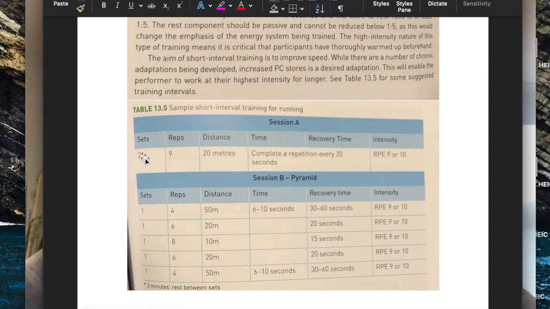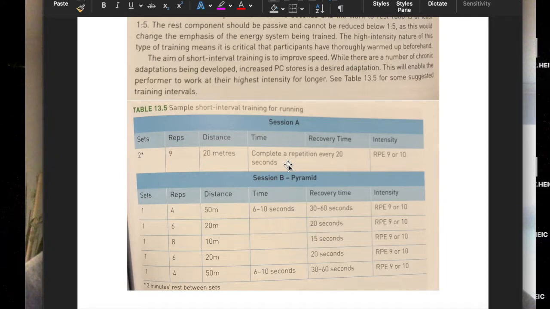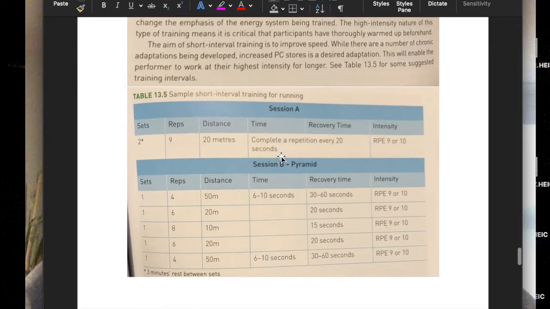So this athlete's done 2 sets. In each set, they did 9 reps, and each rep was only 20 meters. They did their 20-meter sprint as fast as they possibly could. The RPE was 9 or 10 out of 10. And after that 20-meter sprint, they were completing one sprint every 20 seconds. So if that sprint took 5 seconds, then they were getting 15 seconds rest, which I know doesn't work within that 1 to 5, but we also know that it's not going to take 5 seconds to complete 20 meters of running. So this athlete will be closer to a 1 to 5 ratio.